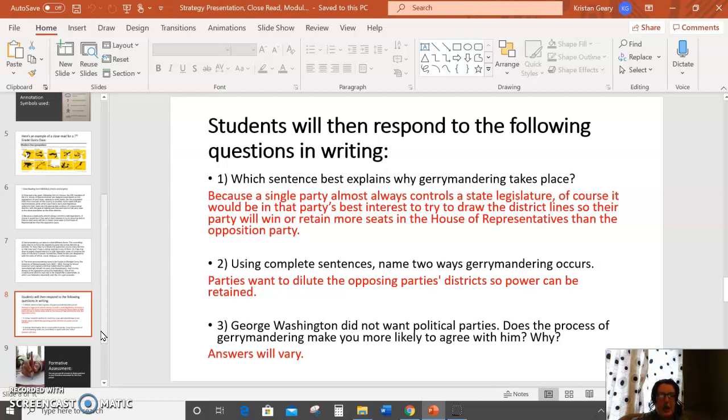George Washington did not want political parties. Does the process of gerrymandering make you more likely to agree with him? Why? So we want students to really take the information that they learned in the close read and apply it to different areas rather than just what's contained in the close read.